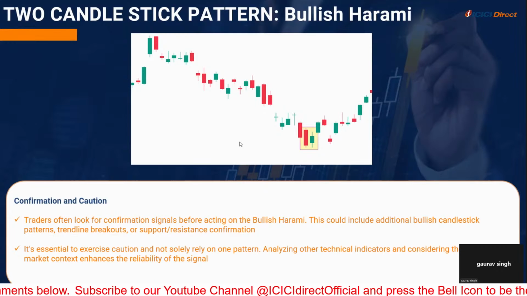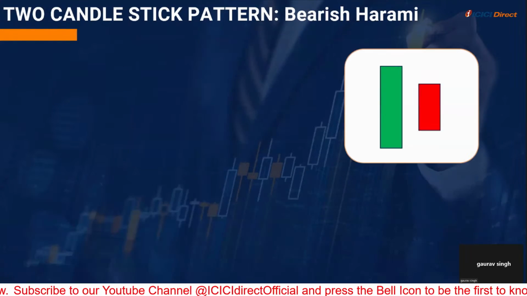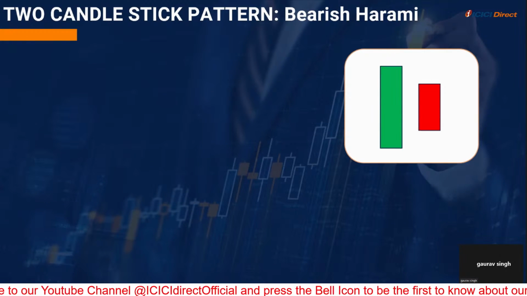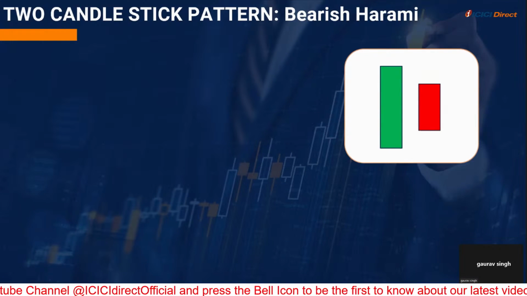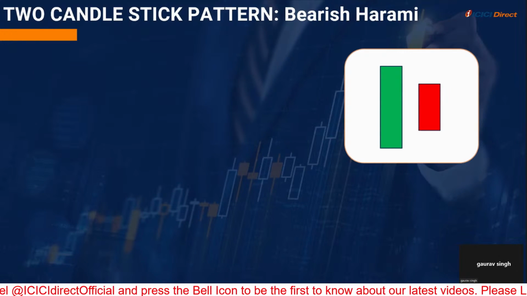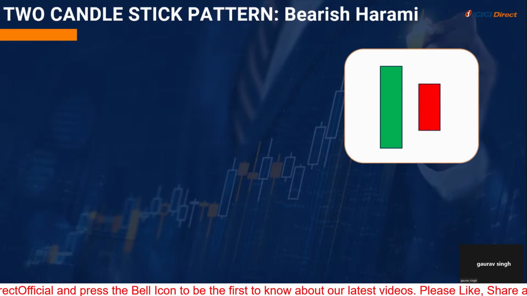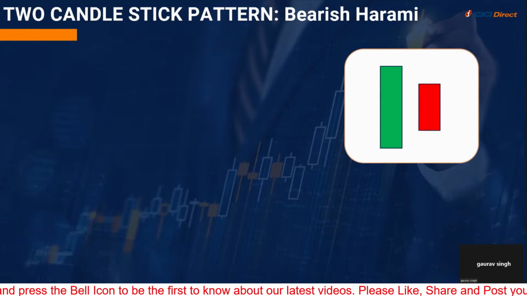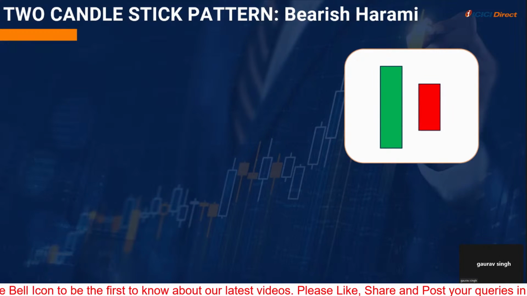So guys, bullish Harami we have covered. Bullish Harami is formed at a significant downtrend. So when will bearish Harami be formed? Uptrend, downtrend? Perfect. There should be a significant uptrend. Yes or no? So the condition is exactly reversed now.